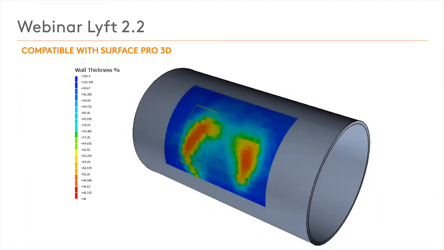Of course, the data acquired with the Scab probe is compatible with our 3D reporting software Surface Pro. So if you define correctly the dimensions of the pipe and your scan area in LYFT, you can then import the Excel report in Surface Pro and generate automatically 3D views such as the one you're seeing now. And this is going to allow you to do a high quality report very quickly of the inspection you completed.